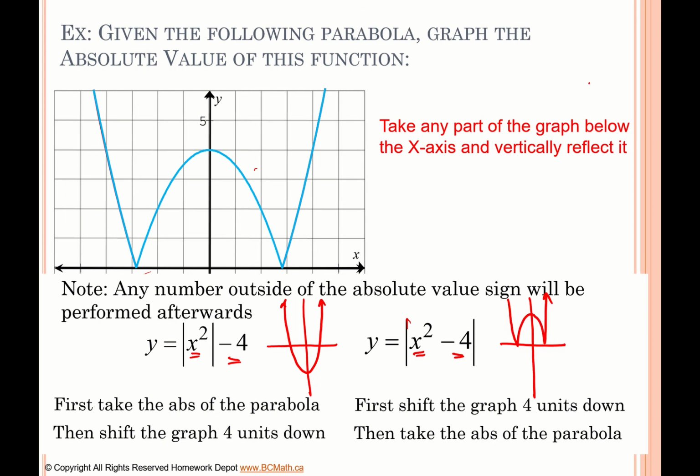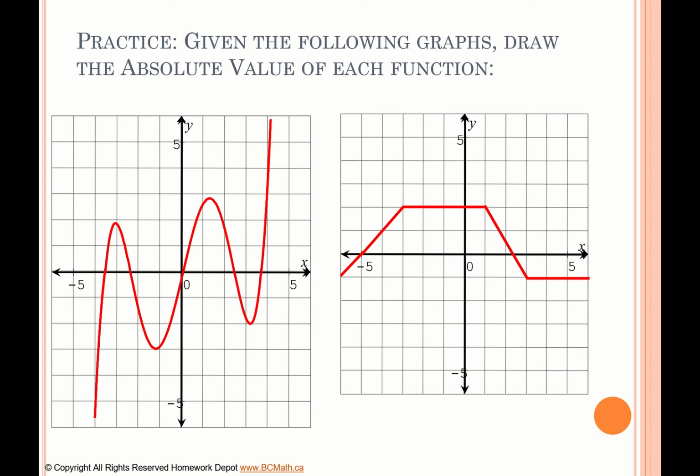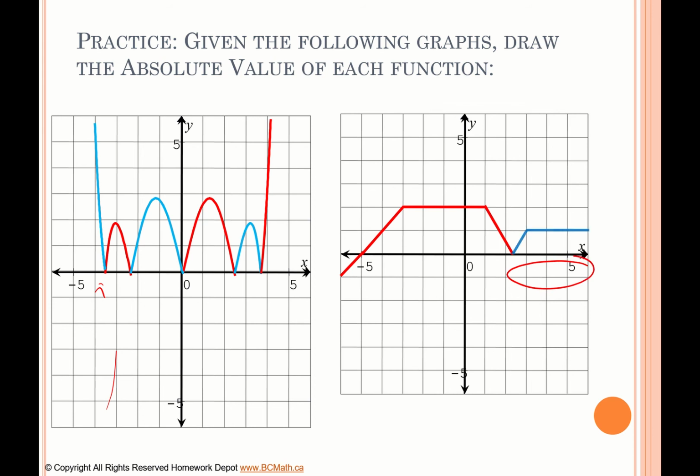Next slide. Given the following graphs, graph the absolute value of each function. This one should be pretty straightforward. Again, anything that's underneath the x-axis is now flipped over. So the left side becomes the blue. This part over here goes on top, and then like that. The second one is the same thing. You take this part away and flip it upside down, and this part over here is flipped upside down too. So a pretty straightforward question.